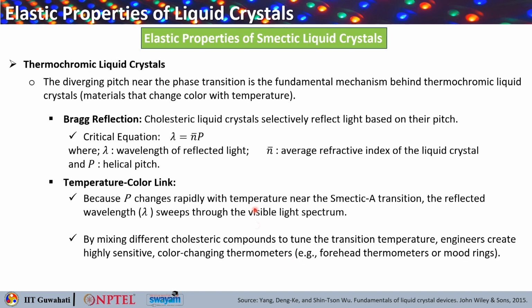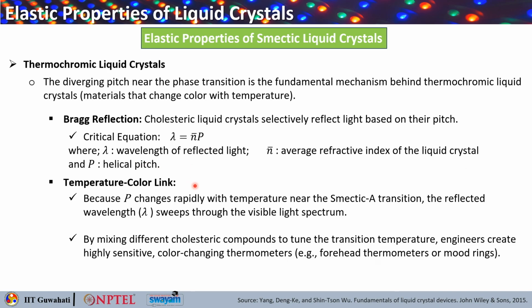So, here is an important slide that tells you about the properties of thermochromic liquid crystals. The diverging pitch near the phase transition is the fundamental mechanism behind thermochromic liquid crystals, that means the materials that can change color with temperature. The first property is the Bragg reflection. Cholesteric liquid crystals selectively reflect light based on their pitch. The equation is lambda equals n bar p, where lambda is the wavelength of the reflected light, n bar is the average refractive index of the crystal, and p is the helical pitch.